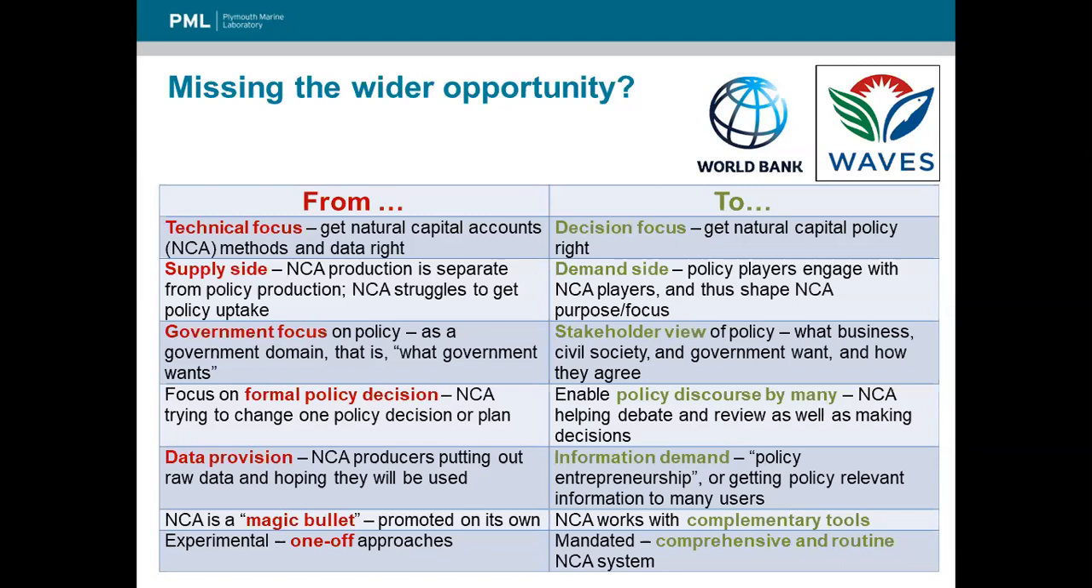get natural capital's methods and data right, and that natural capital accounts are, if we can do them the right way, seen as being a magic bullet, a way to support individual policy decisions. But really their point is that we should be moving towards actually deciding what our natural capital policy should be and getting that right, using it as an opportunity to expand policy discourse, and using accounts in a complementary toolbox that gives us a comprehensive and routine way of assessing the natural capital system.